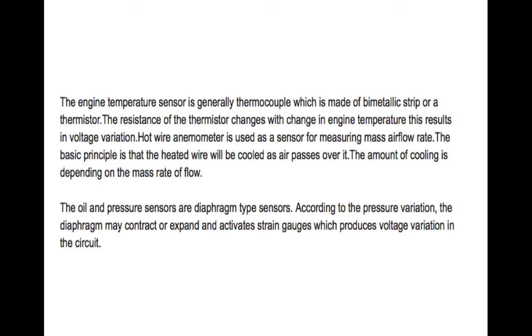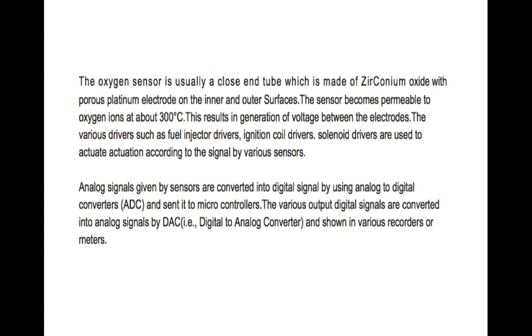So next one is a hot wire anemometer, used as a sensor for measuring the mass flow rate. The basic principle is that the heated wire will be cooled as the air passes over it. The amount of cooling depends on the mass rate of flow. So next one is the oil and pressure sensors, which are diaphragm type sensors. According to the pressure variation, the diaphragm may contract or expand, and the activated strain gauges produce a voltage variation in the circuit. So next one is the oxygen sensor.